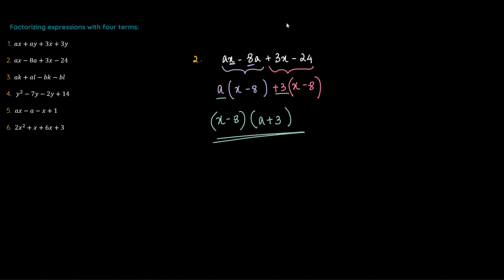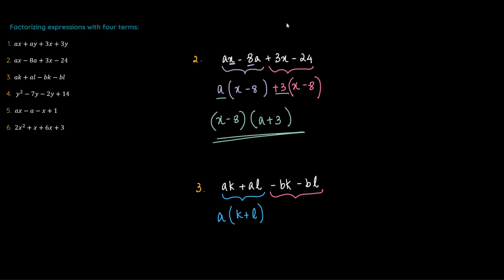Let's move on to the third problem. ak plus al minus bk minus bl. And again, we're going to do the same thing. We're going to pair the first two terms, and we're going to pair the last two terms. From the first two terms, a is the common factor, so I take a out, and k plus l fall inside the bracket.